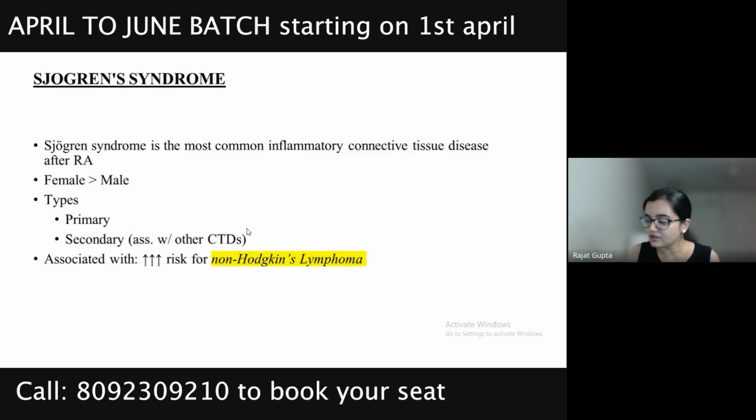So we have spoken about SLE. We have spoken about scleroderma. Now we're going to talk about Sjogren's syndrome. Sjogren's syndrome is the most common inflammatory connective tissue disease after rheumatoid arthritis. It's more common in females. Again, it could be primary or secondary to other connective tissue disorders. One thing to remember is that with Sjogren's syndrome, there's a very high association with non-Hodgkin's lymphoma.